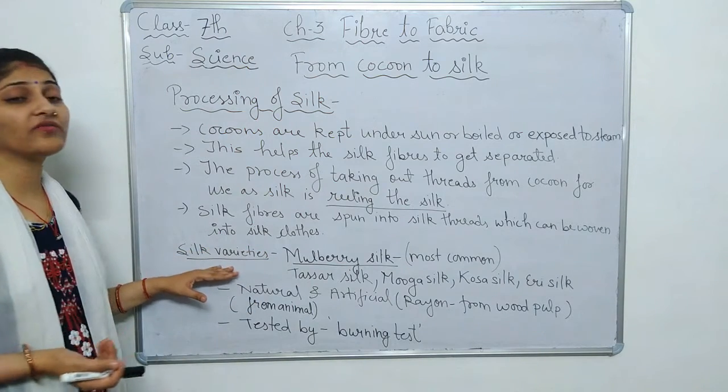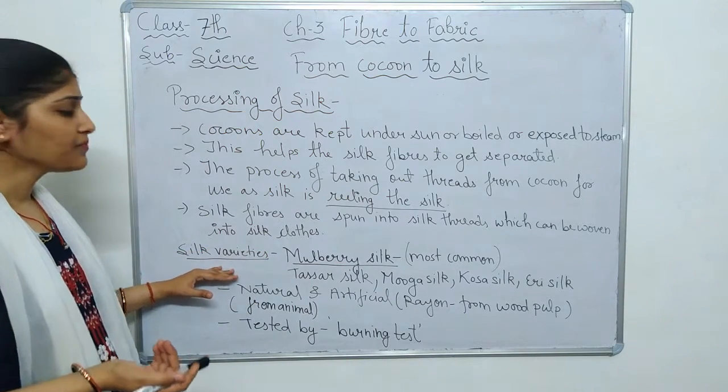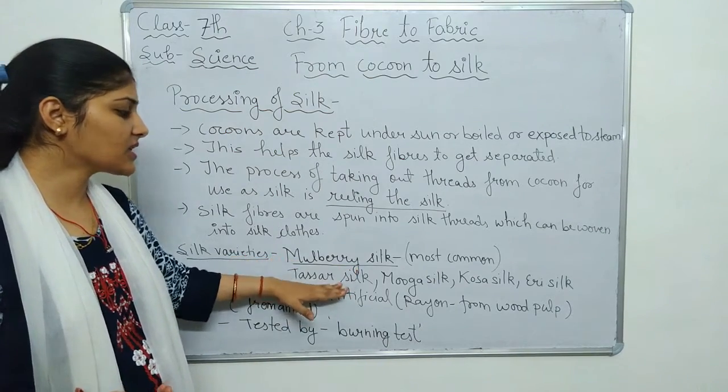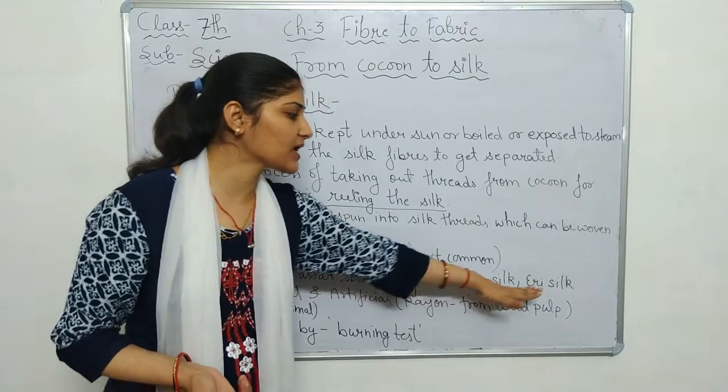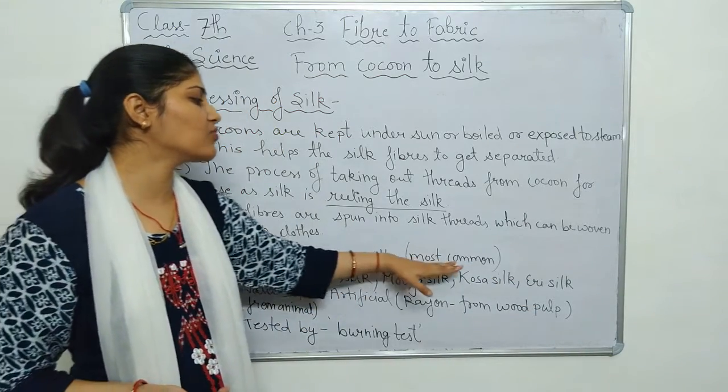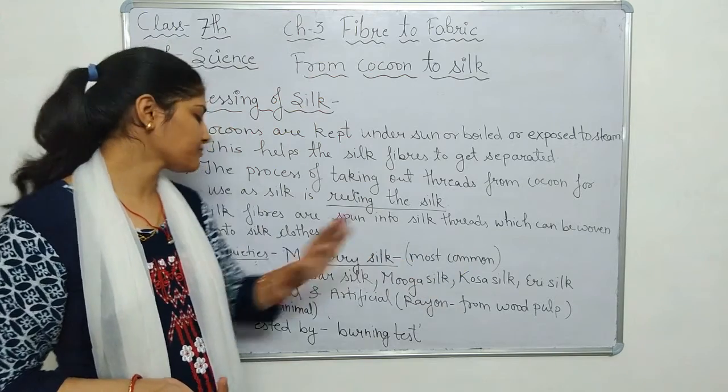Now there are different varieties of silk available. Some of them are mulberry silk, tussar silk, muga silk, kosa silk, eri silk, etc. Out of these, mulberry silk is the most common silk.